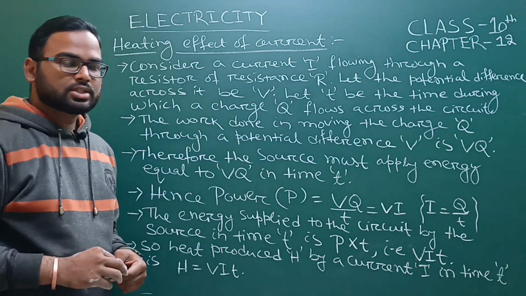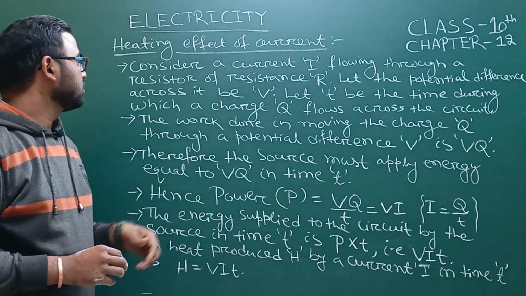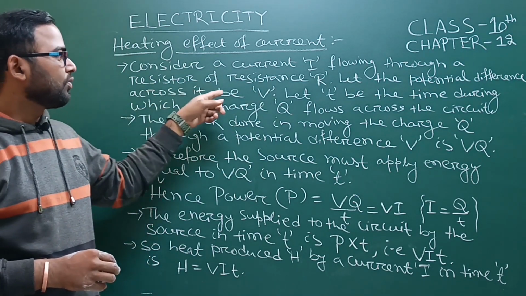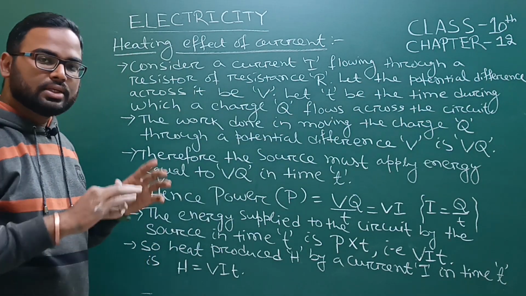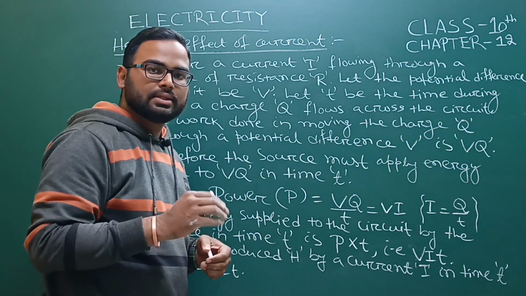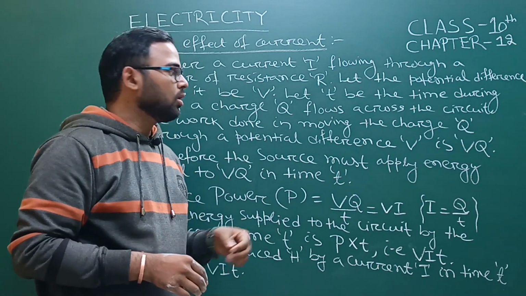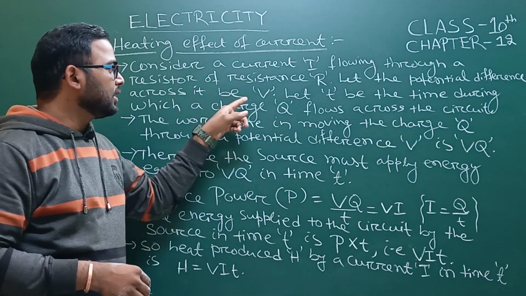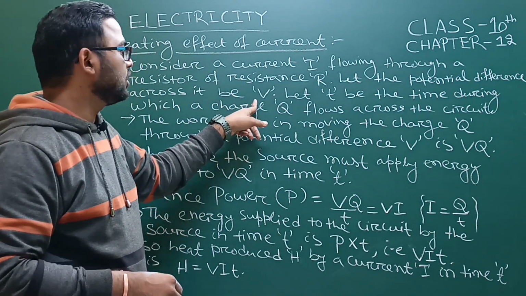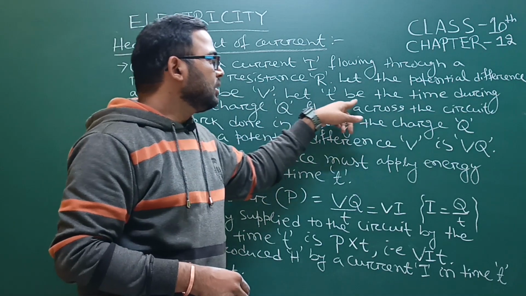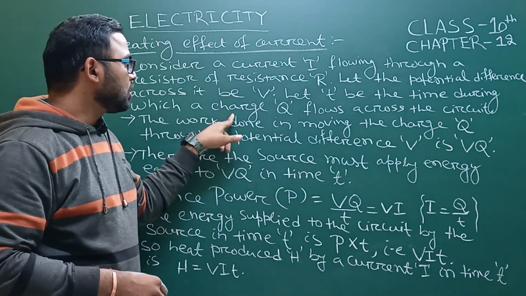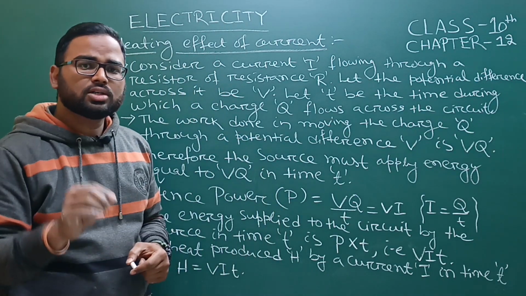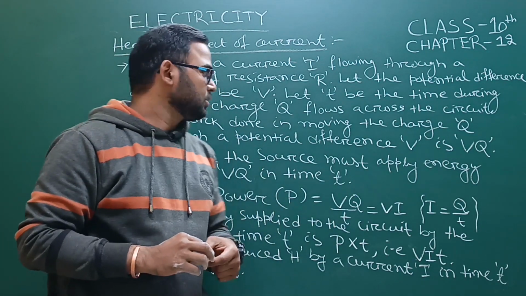Now we will discuss about heating effect of current. Consider a current I flowing through a resistor of resistance R. Means we'll consider a circuit where current is I and we'll connect a resistor of resistance R. Okay. Let the potential difference across it be V. Let T be the time during which a charge Q flows across the circuit. We know that charge per time is called current.